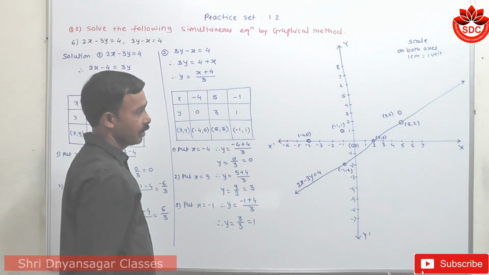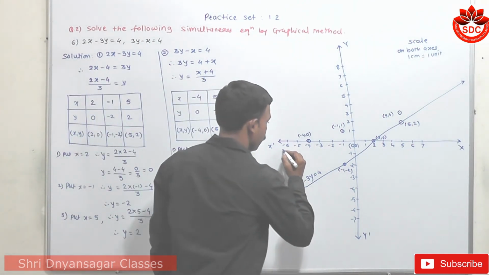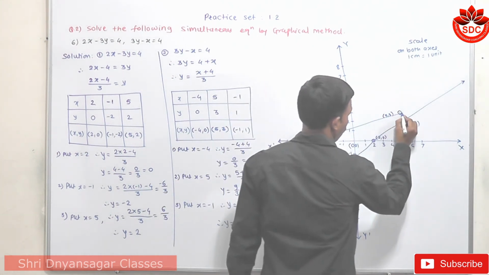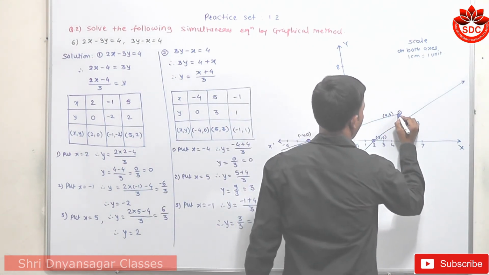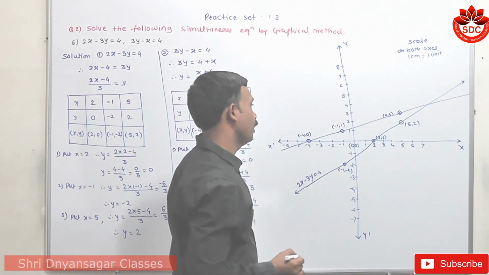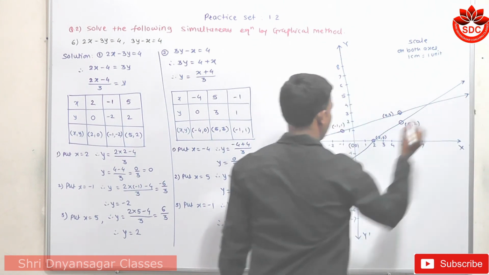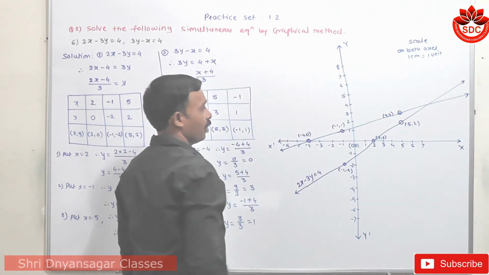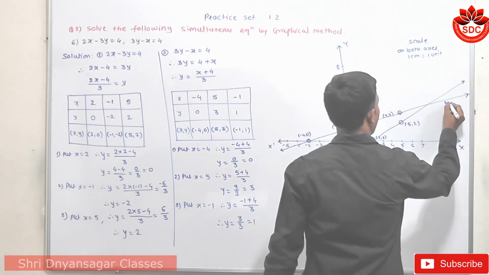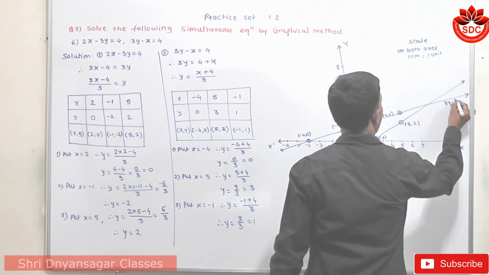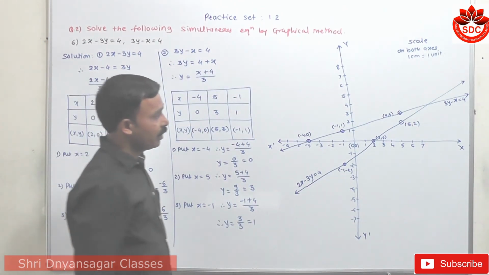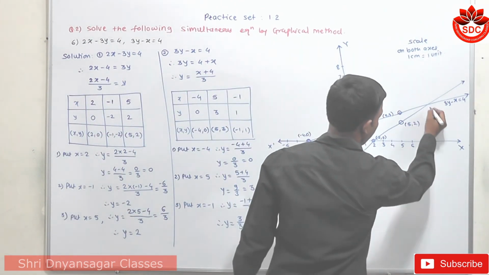Student, take the scale and join these accurately. We get, suppose, this is our line 3y minus x is equal to 4. This is the second. Student, this is the intersection point here.